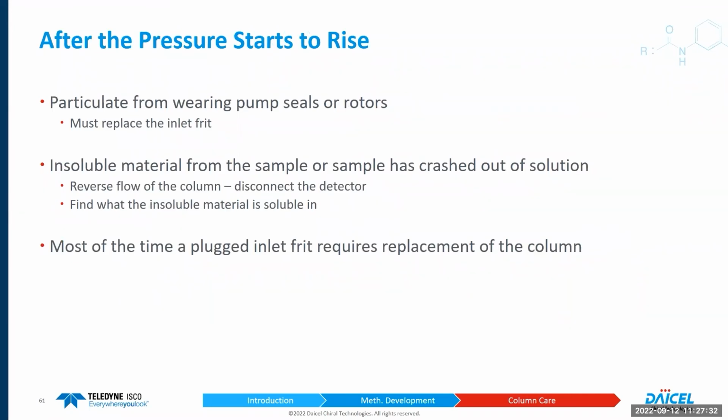Once the pressure begins to rise, unfortunately, you're kind of stuck. If there's particulate matter that's making its way onto the inlet frit, oftentimes the entire column or the inlet frit needs to be replaced. You can sometimes reverse the flow of the column, disconnecting it from the detector, of course, so that you're not also junking up the detector, and backflush the column, and sometimes you can push that insoluble material off of the inlet frit. But I will say more often than not, by the time this is noticed, the material is ground into the inlet frit, and it requires either a complete column replacement or just a frit replacement.